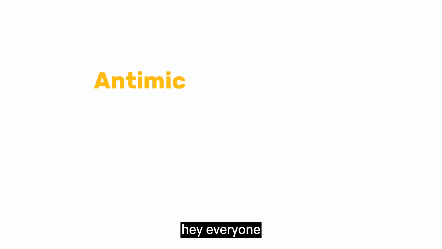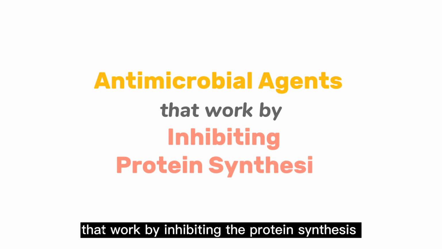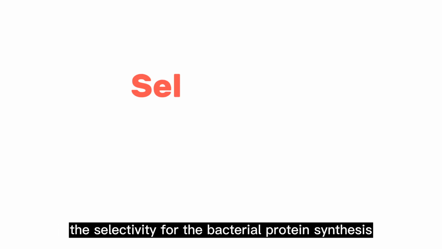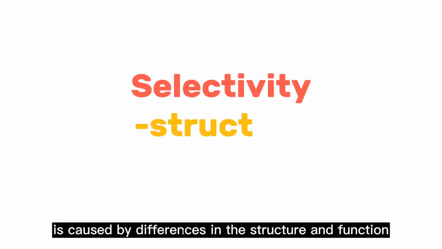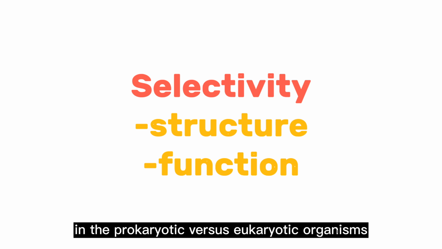Hey everyone, in this video I am going to talk about the antimicrobial agents that work by inhibiting the protein synthesis. All the protein synthesis inhibitors inhibit the translation step of the protein synthesis. The selectivity for the bacterial protein synthesis is caused by differences in the structure and function of the ribosomes in the prokaryotic versus eukaryotic organisms.